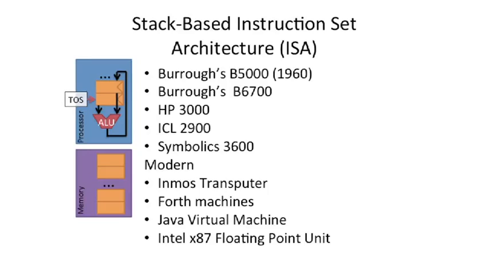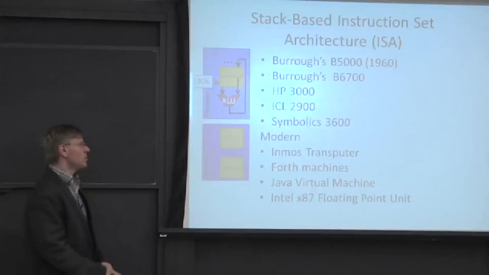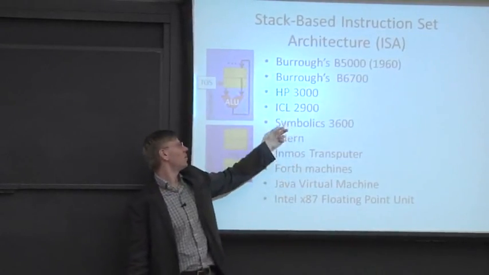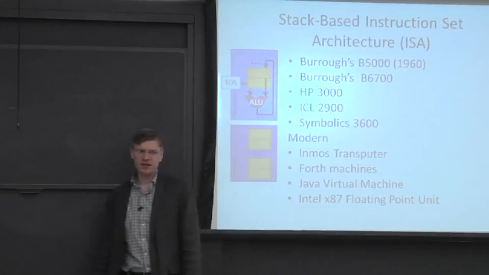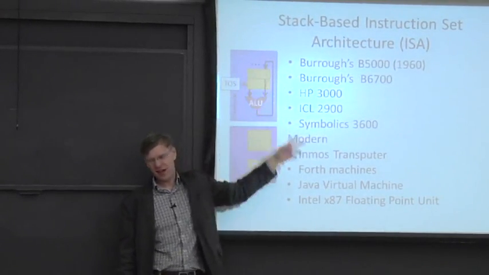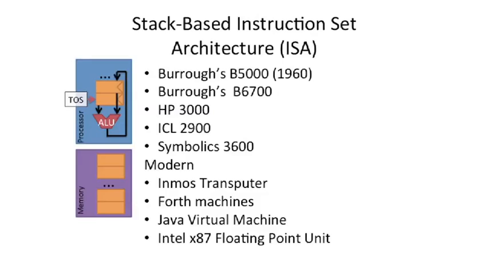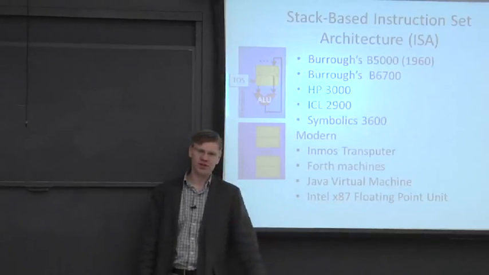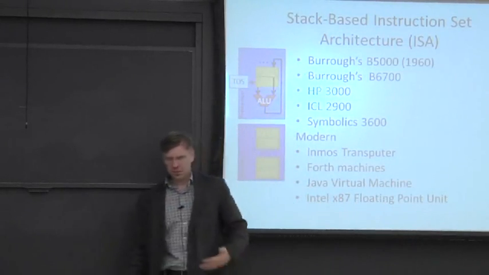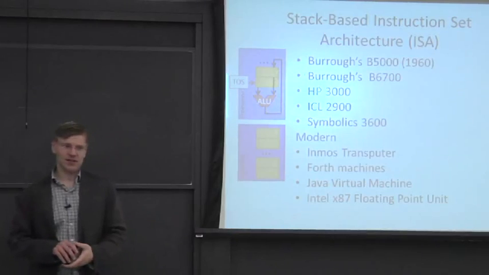Okay, so let's go into a little bit of depth about a stack-based architecture. Some examples of this are the Burroughs 5000 and the Symbolics machines, which were stack-based; these are machines from the past. There are a few more modern examples. For instance, the Java virtual machine is actually a stack architecture. And also Intel's old floating point system, x87. They've since deprecated it, but it's still relatively modern. It was a stack-based instruction set architecture.